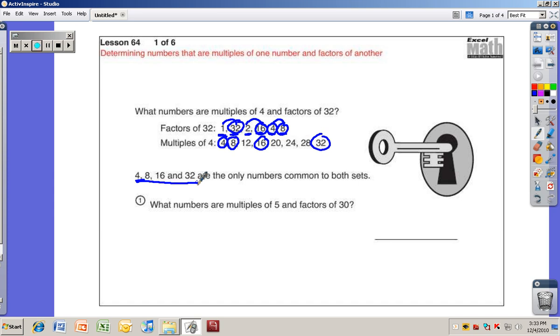All right, let's try one together here. Make my pan a little bit smaller. All right. What numbers are multiples of 5 and factors of 30? First we list the multiples of 5. 5, 10, 15, 20, 25, 30. And then the factors of 30.